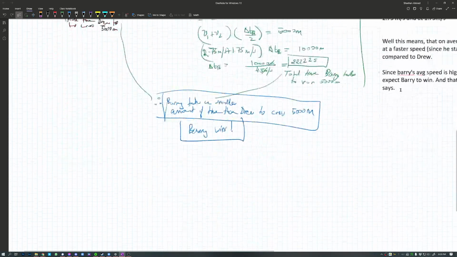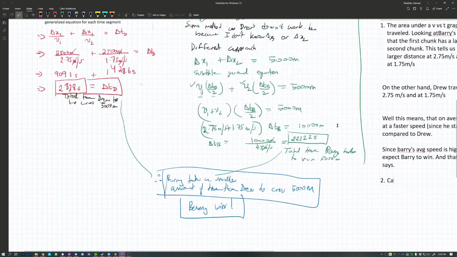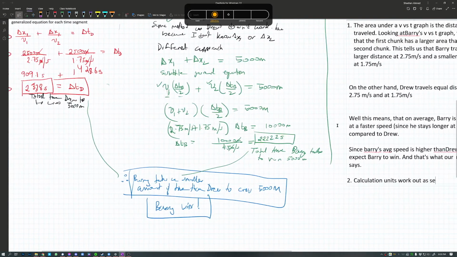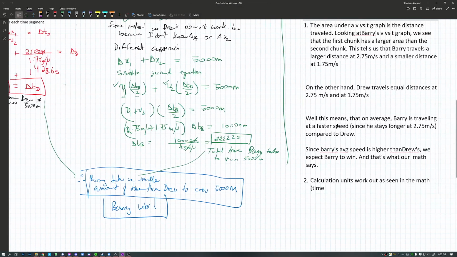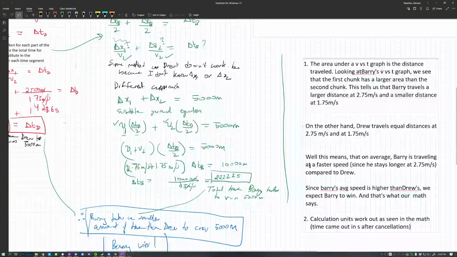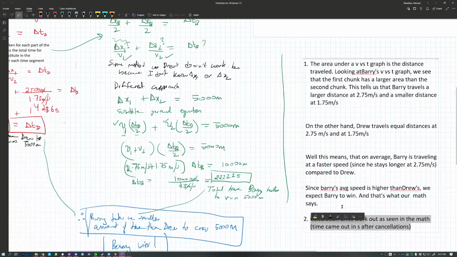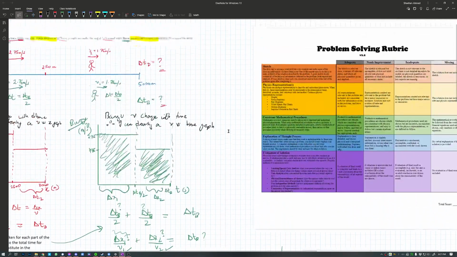So that's one evaluation. Number 2 evaluation. Calculation units work out as seen in the math. Time came out in seconds after cancellations, which is basically what we wanted. So, just don't tell me units work out without ever showing the work inside the math. Tell me, oh, I was expecting time to come out in seconds, and I did show that the time came out in seconds. All right, let's see how we did.